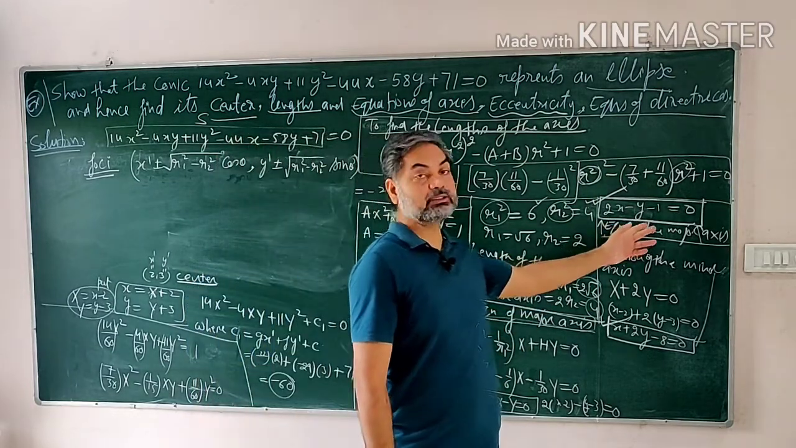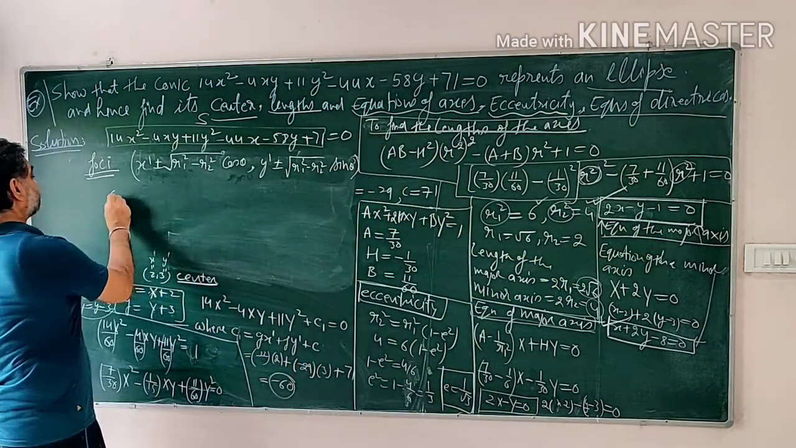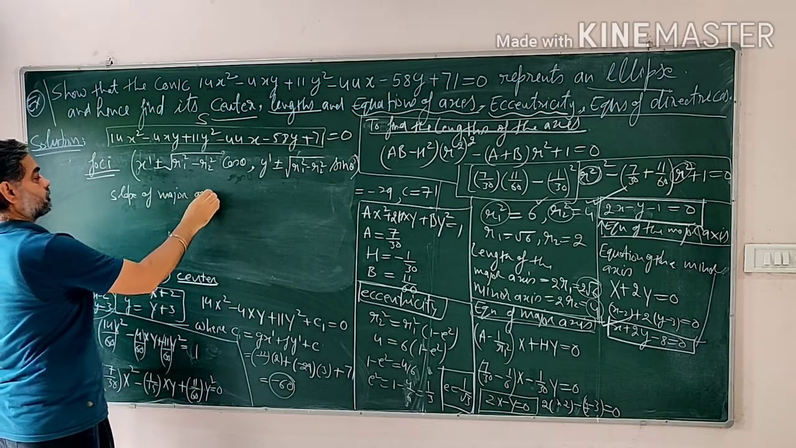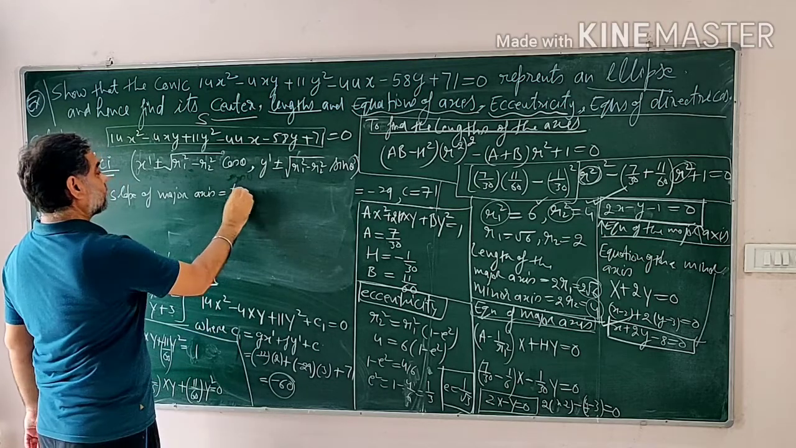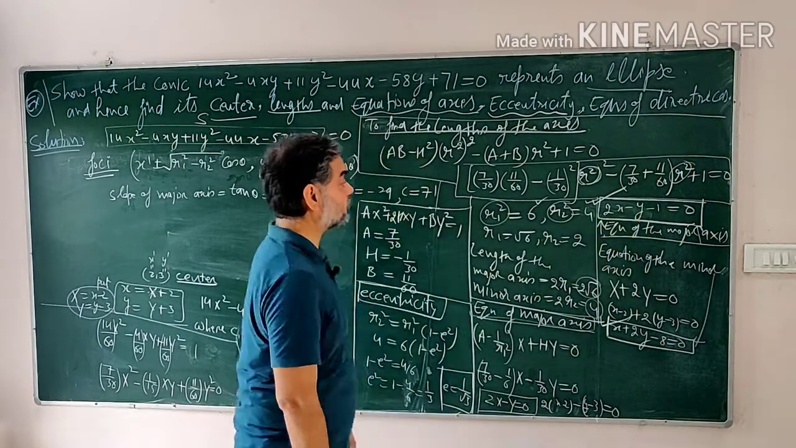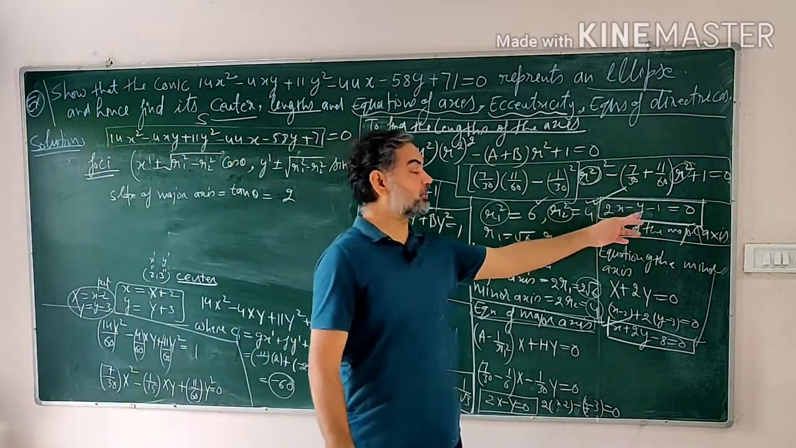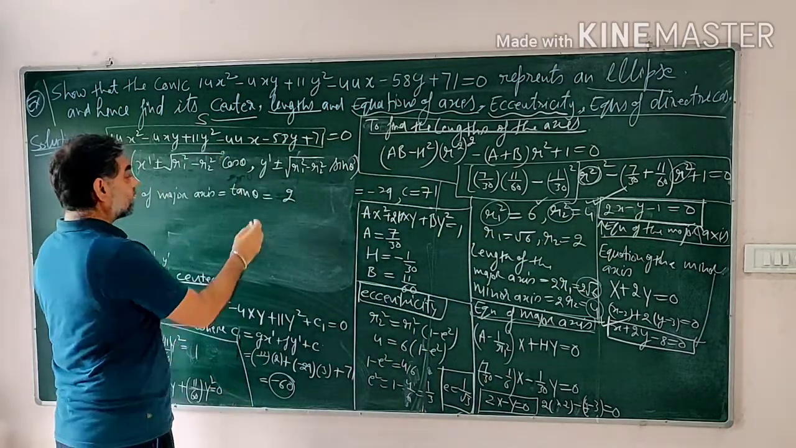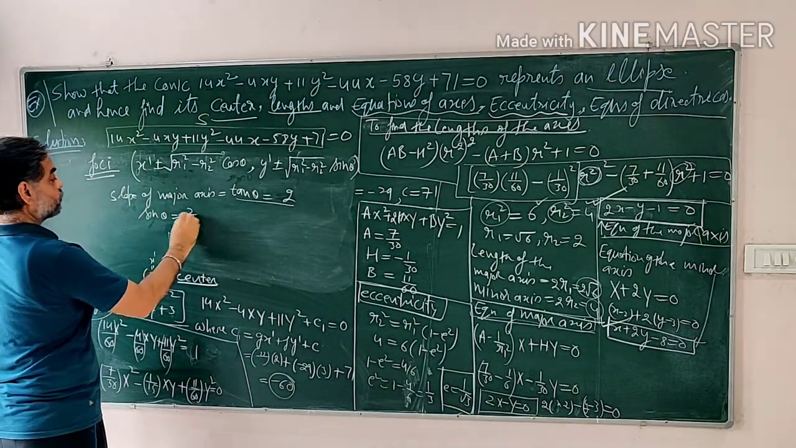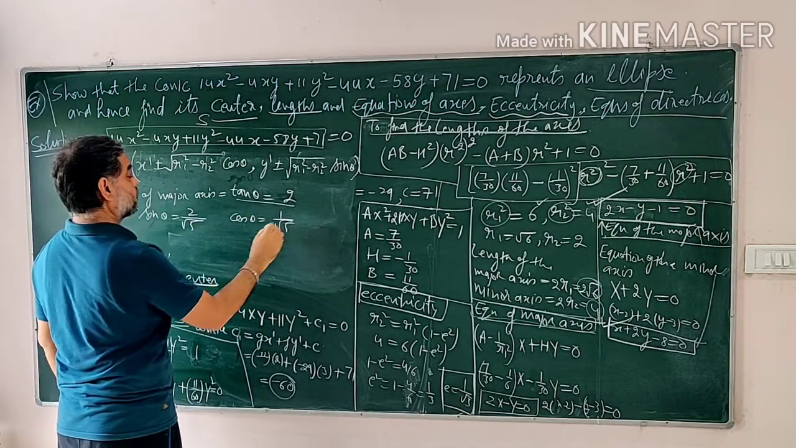So tan theta is the slope of the major axis, and the equation of the major axis is with us, so you can find the slope. The slope is minus coefficient of x divided by coefficient of y. So tan theta is equal to 2. If tan theta is equal to 2, then sin theta is equal to 2 over root 5 and cos theta is equal to 1 over root 5.